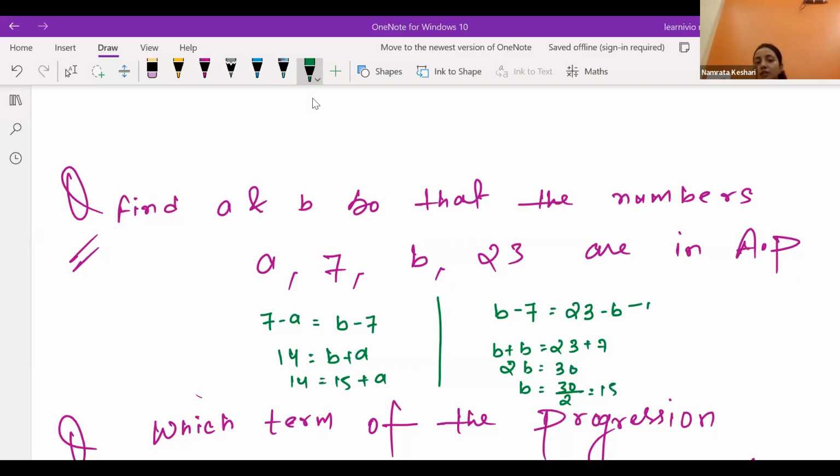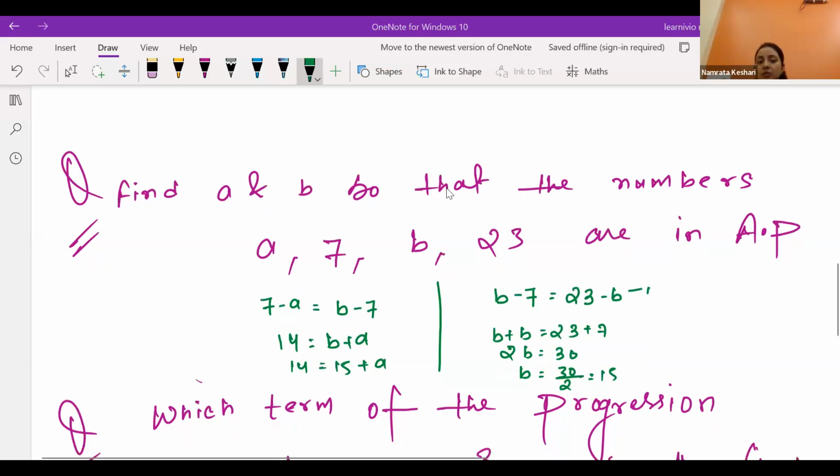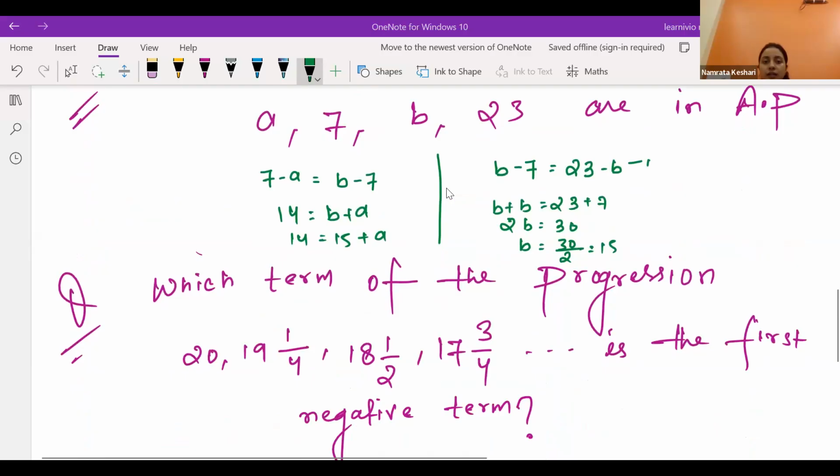28th term. Okay, Ibad says that the second one is the 28th term. A will be minus 1, as we get from here.